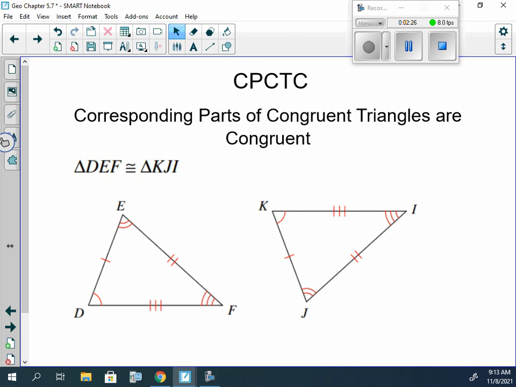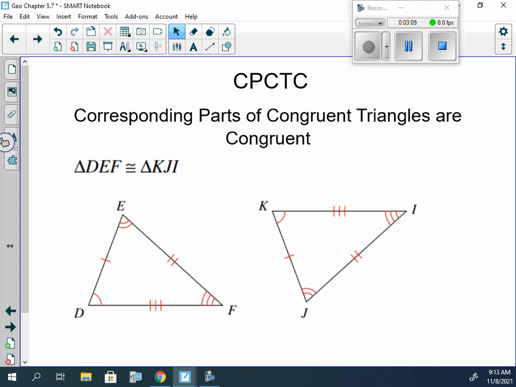Now, what we are looking at today is CPCTC. Corresponding parts of congruent triangles are congruent. So the corresponding parts, the parts that match up of congruent triangles, are going to be congruent. Because when we talked about two triangles being congruent, we said the sets of sides that match up are congruent. The sets of angles that match up are congruent. So if we can show that two triangles are congruent, then all the other parts that we didn't talk about or use to show that they are congruent would be congruent as well.